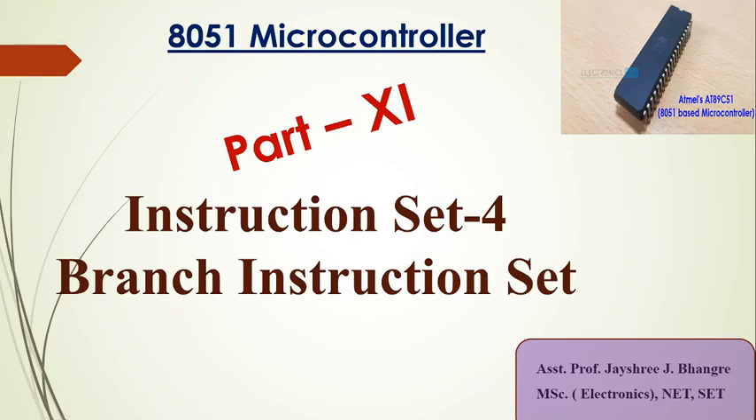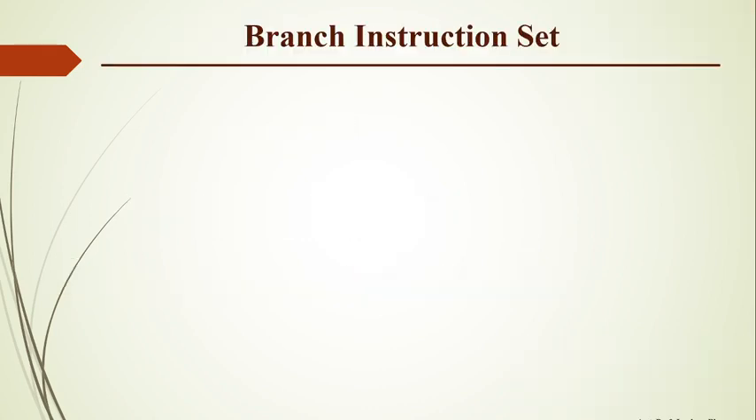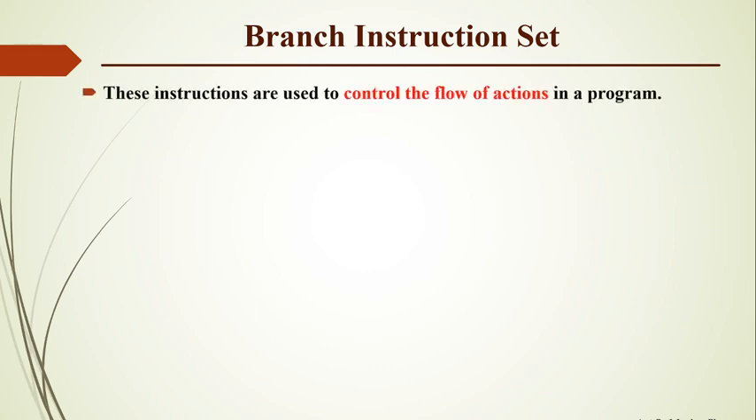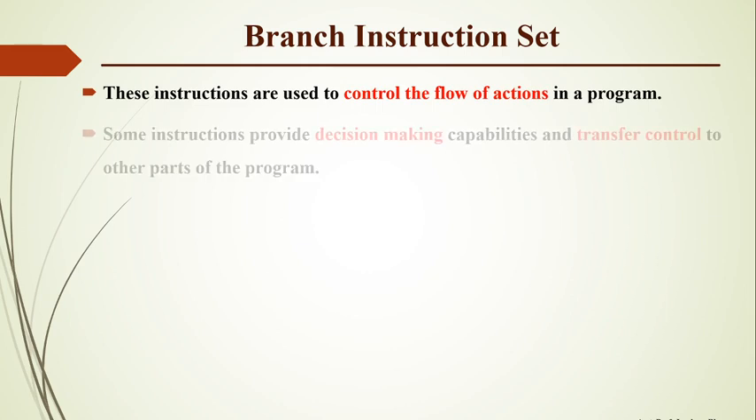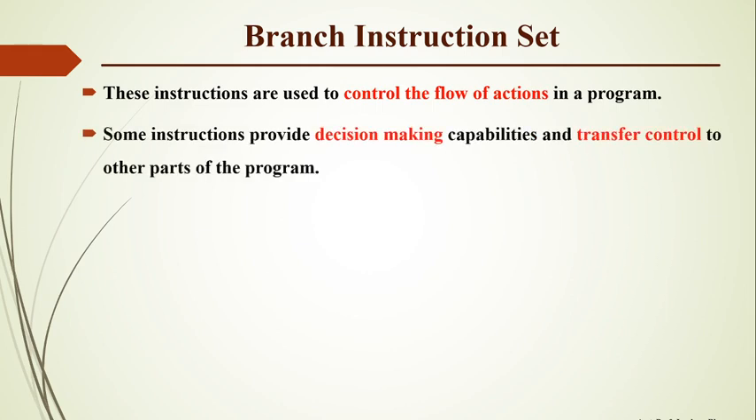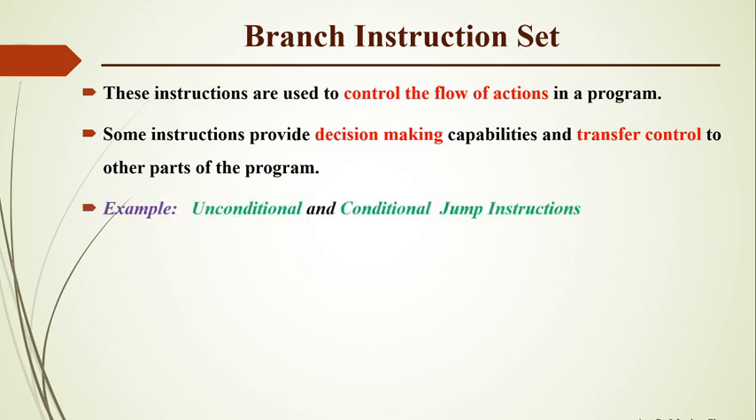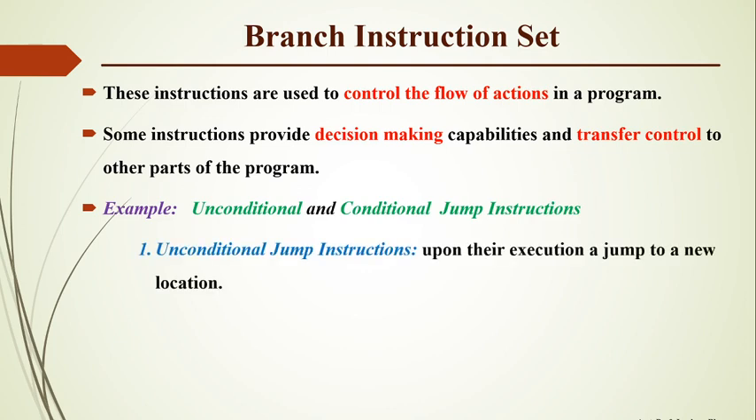Hello everyone, welcome to the 11th part of 8051 microcontroller, that is instruction set 4, branch instruction set. These instructions are used to control the flow of actions in a program, and some instructions provide decision making capabilities and transfer control to other parts of the program. Examples of these branch instructions are unconditional and conditional jump instructions.